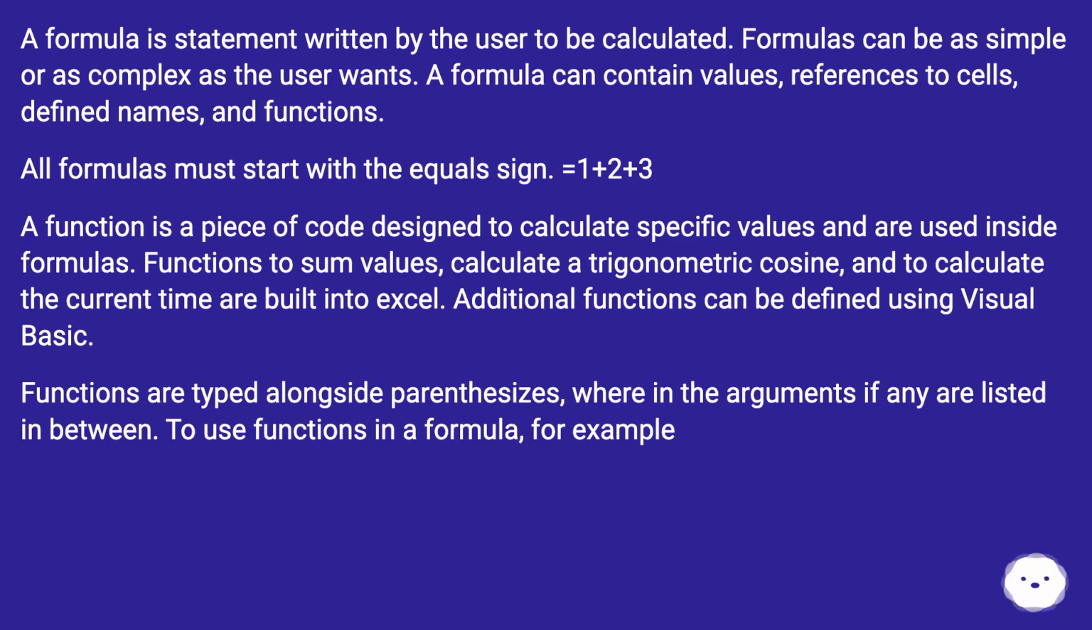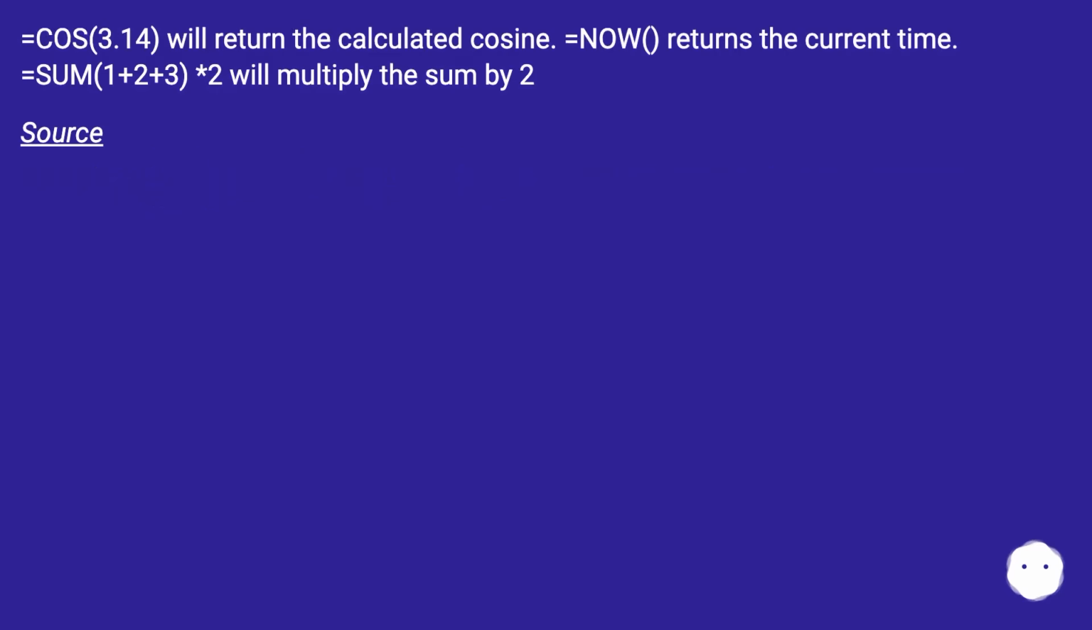To use functions in a formula, for example, equals cos 3.14 will return the calculated cosine. Equals now returns the current time. Equals sum 1 plus 2 plus 3, asterisk 2 will multiply the sum by 2.